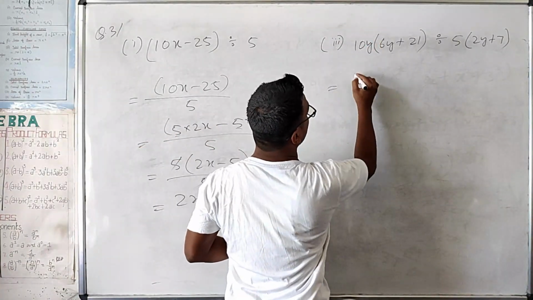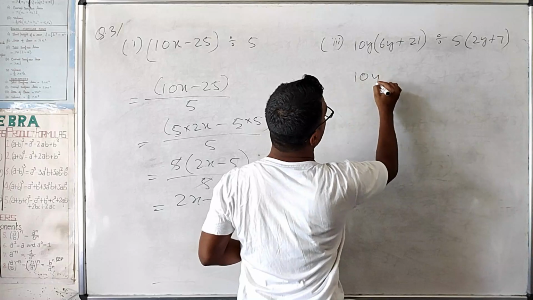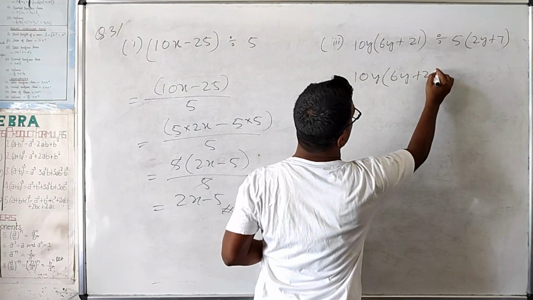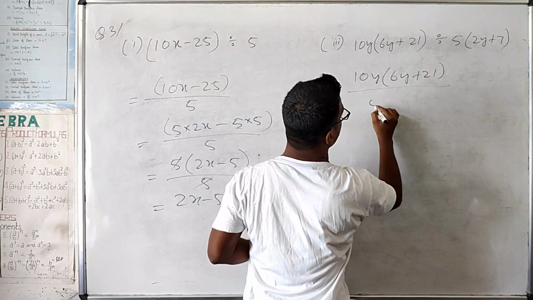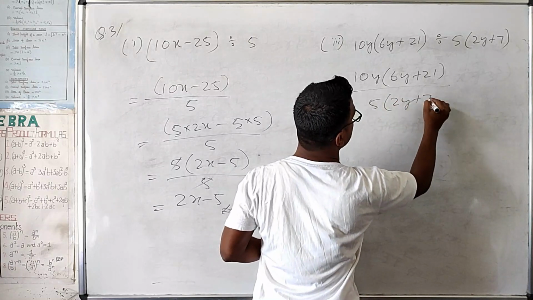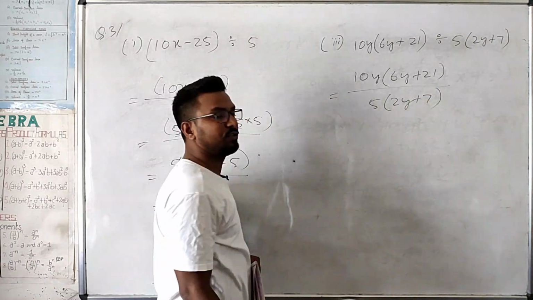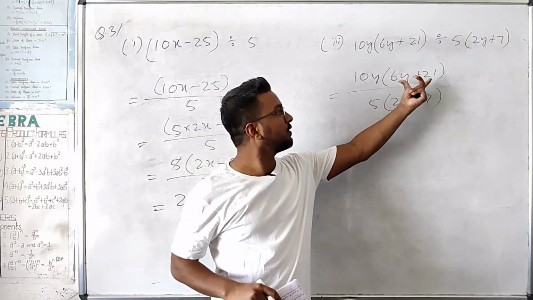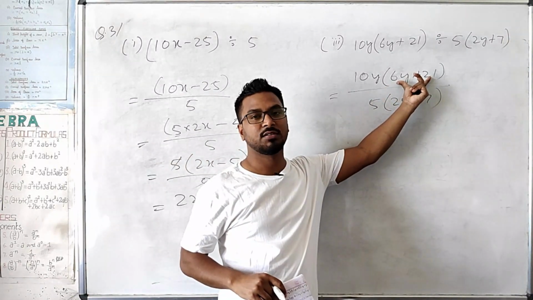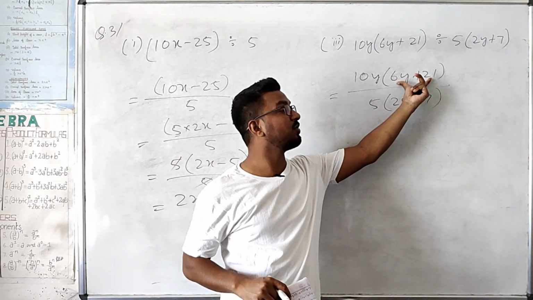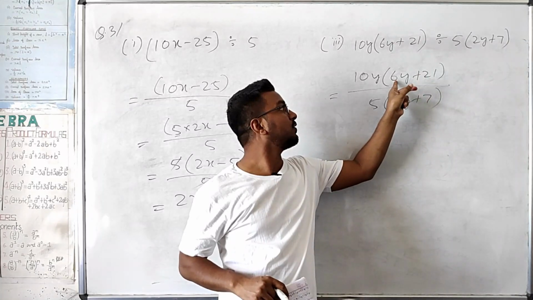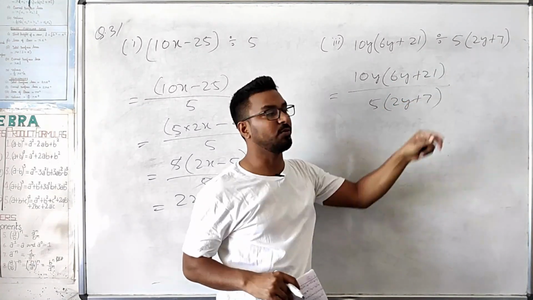Number 3. 10y, 6y plus 21 divided by 5, 2y plus 7. Okay, this is the question. Now we will see within the bracket what is the common factor. Common factor is, both are divisible by 3, right? 2 3s are 6, 2 7s are 21.